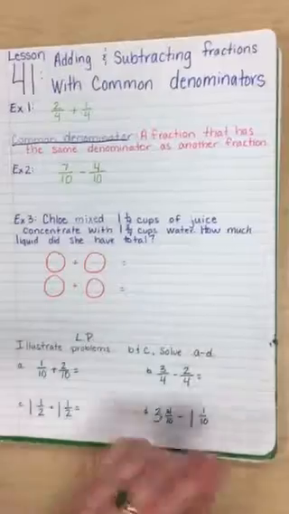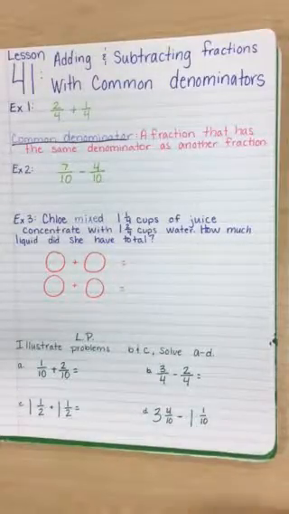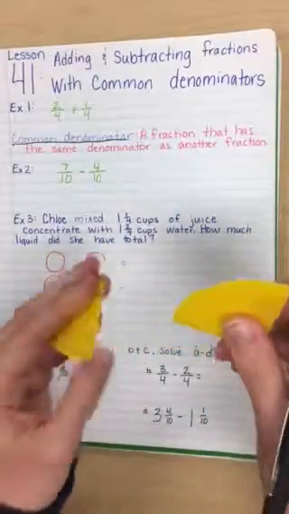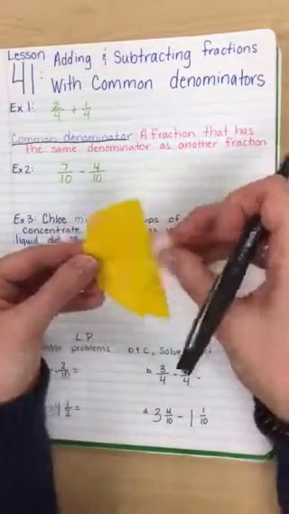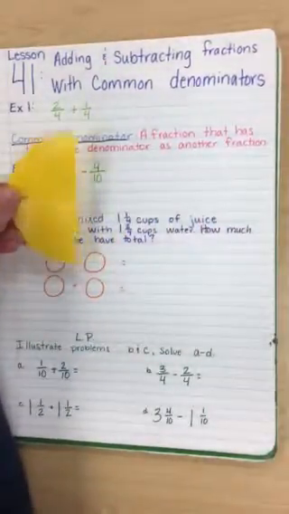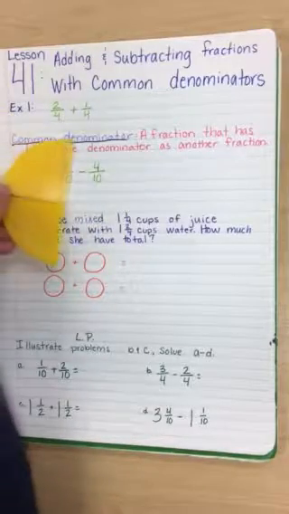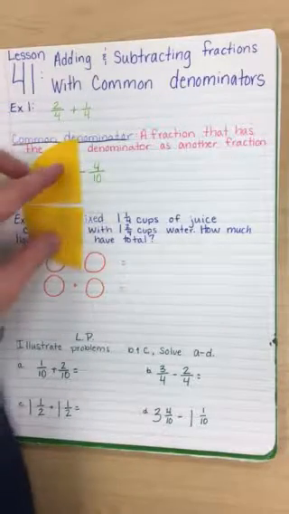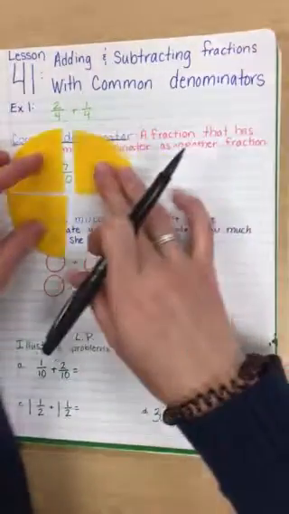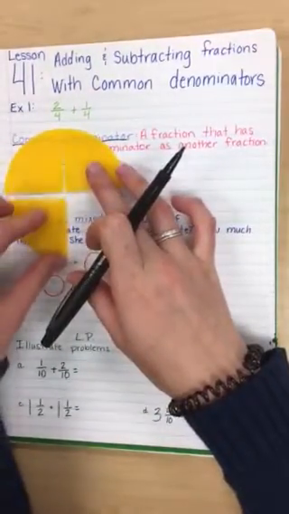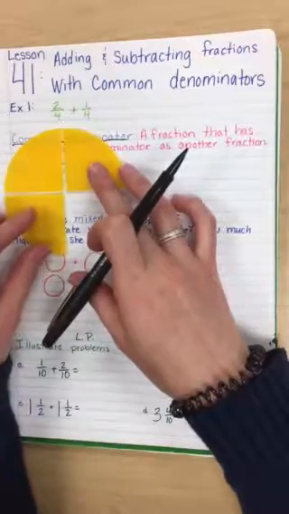Okay, so for example 1, you can use fraction manipulatives to help you with this in class if you want to. Or remember, we cut some out in class, so you could take those home. But I'll just show you right now with these ones. So you've got 2/4 plus 1/4. How many fourths do you have?